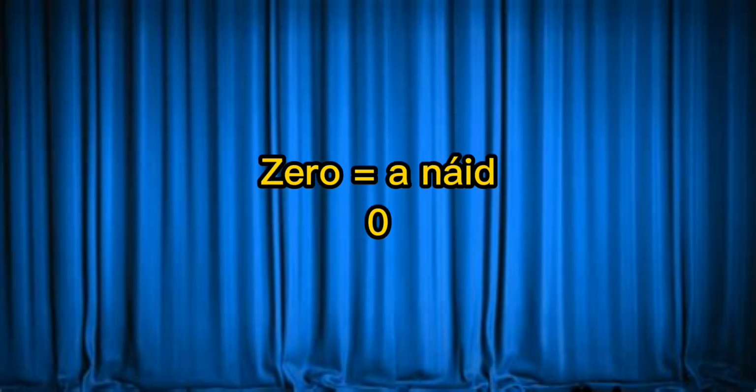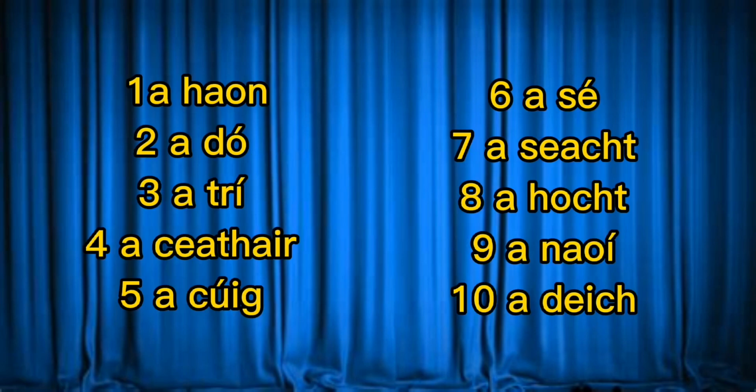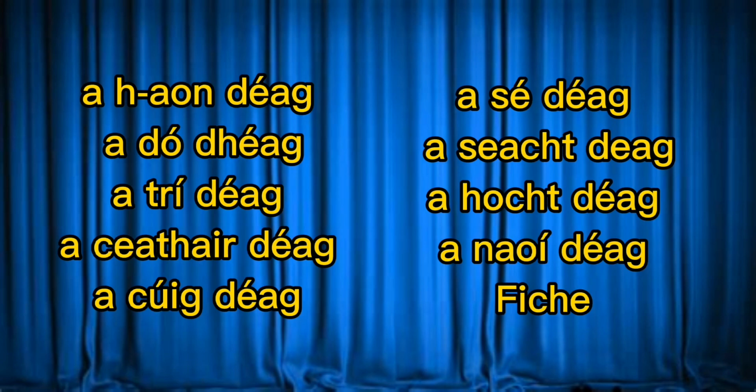So just to recap, the numbers from 1 to 10, well, we'll start at 0. So 0 is a náid, and then the numbers 1 to 10 are as follows: a haon, a dó, a trí, a ceathair, a cúig, a sé, a seacht, a hocht, a naoi, a deich. And then the numbers 11 through to 20 are a haon déag, a dó dhéag, a trí déag, a ceathair déag, a cúig déag, a sé déag, a seacht déag, a hocht déag, a naoi déag, agus fiche.